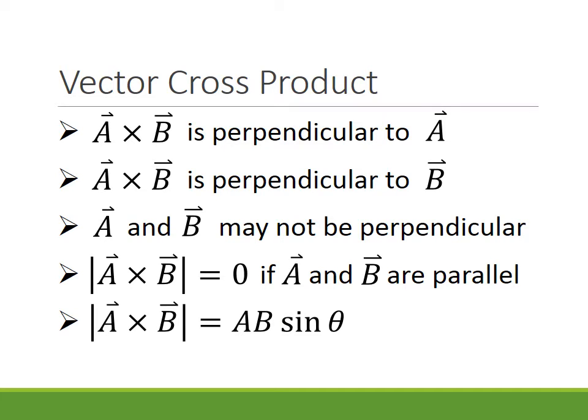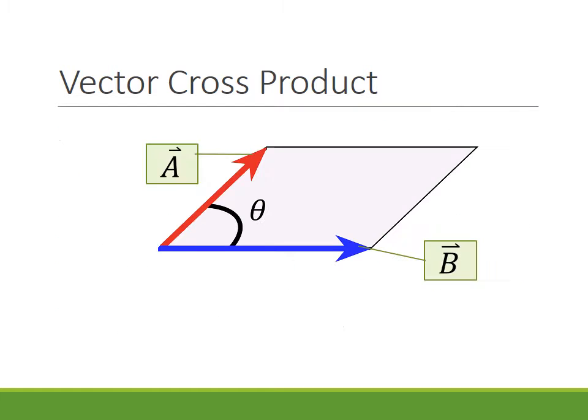Now it turns out that A cross B is always perpendicular to A and to B, but it's not necessary that A and B are perpendicular. In fact, if A and B are parallel, A cross B is 0. In general, the magnitude of A cross B is AB sine theta. This can be interpreted as the area of a parallelogram with sides A and B.